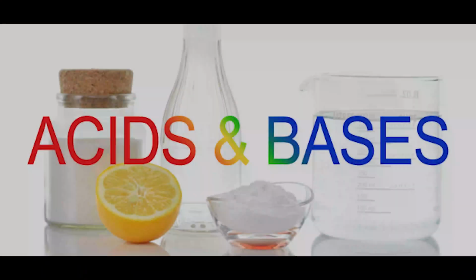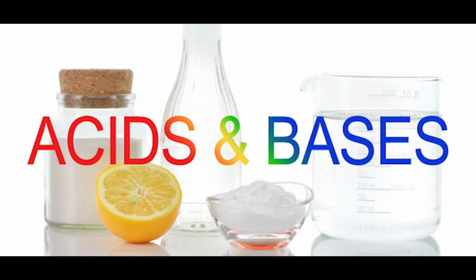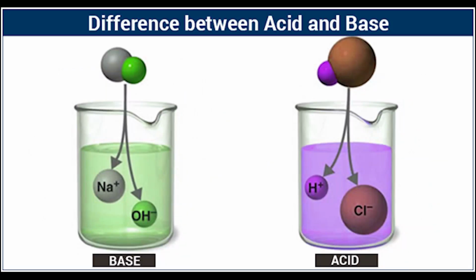A while back, we learned about chromatography, which is a process that scientists use to figure out what things are made of. Today, we're going to explore another process that can be used to learn about chemical properties, pH. The pH scale is a way of measuring how acidic or basic a solution is. Knowing whether a substance is an acid or a base lets scientists know how it will react when mixed with another substance.